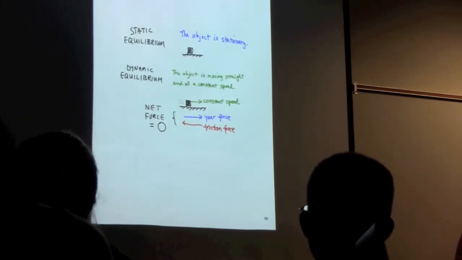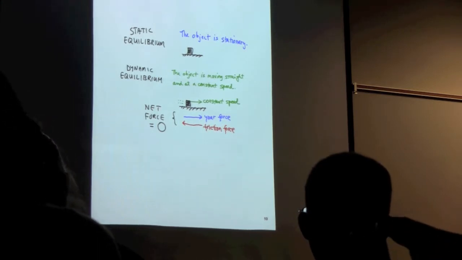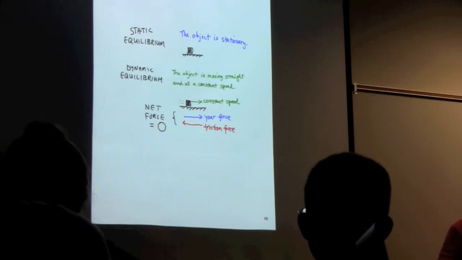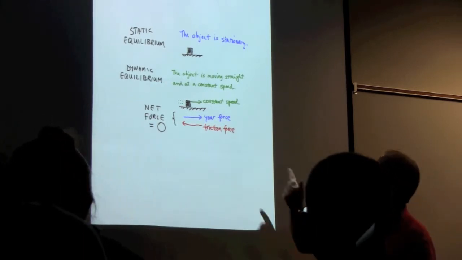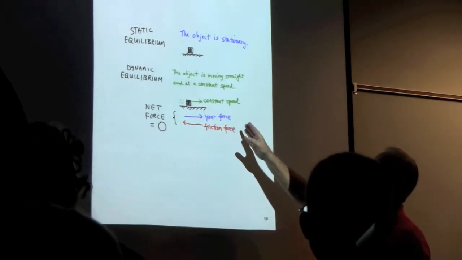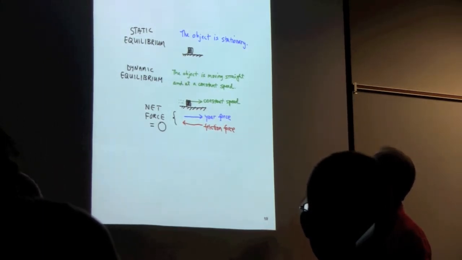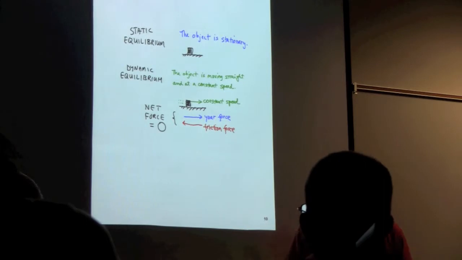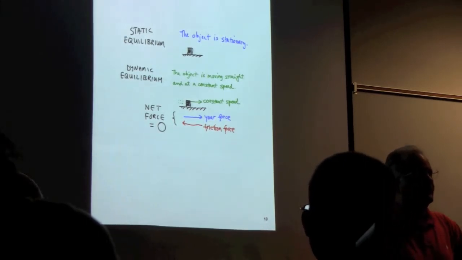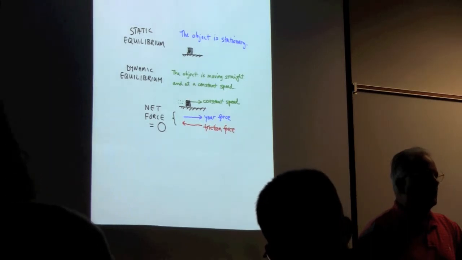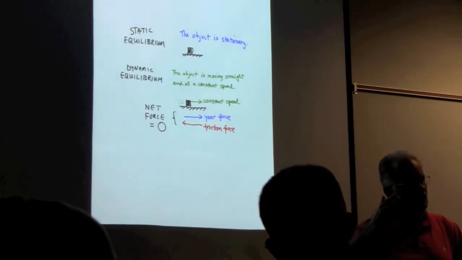All right. So the object can be stationary, and that's called static equilibrium. If the object is moving in a straight line and at a constant speed, it is also in what they call dynamic equilibrium. In this case, it would be like you're going on a road, you set your cruise control, and you're going on a straight road, okay?